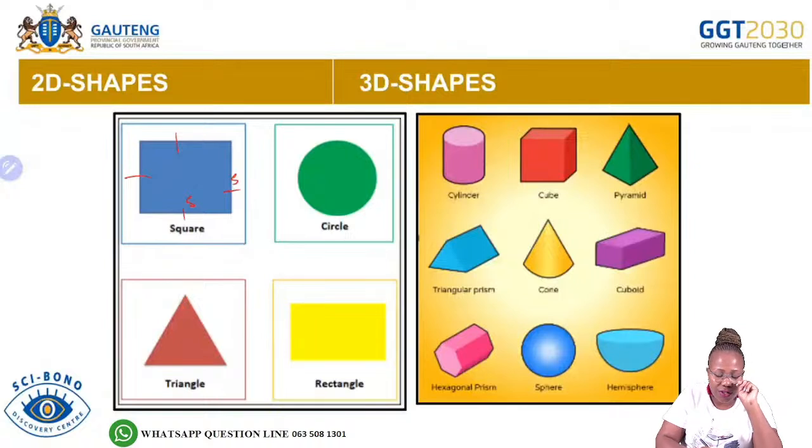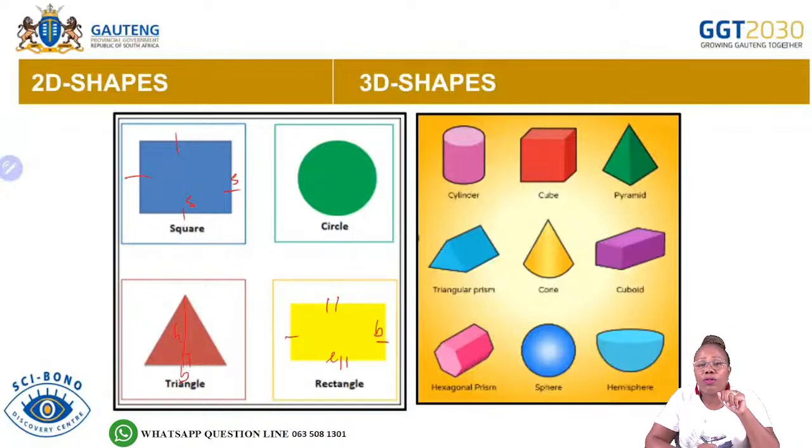And then when you talk about a triangle, you have a base there, and then you'll have a perpendicular height there. That is 2-dimensional also. It has a height and a base. And then when we talk about a rectangle, we have the length, and then we have the breadth. Remember, with the rectangle, opposite sides are equal, and the breadth will also be equal there. This is also a 2-dimensional shape because it has a length and a breadth.